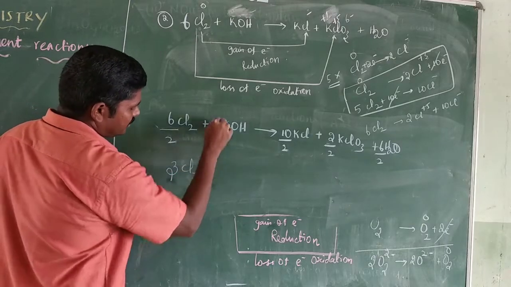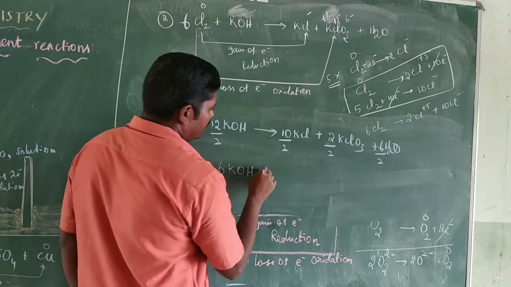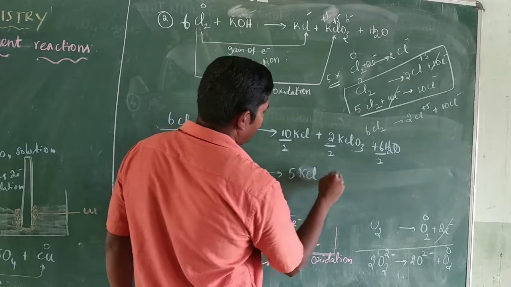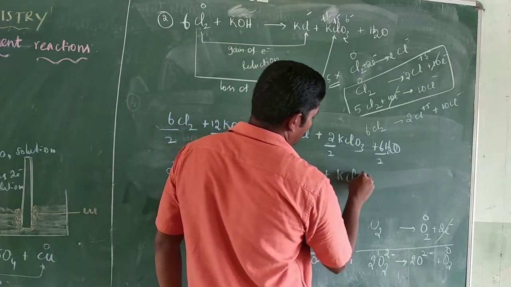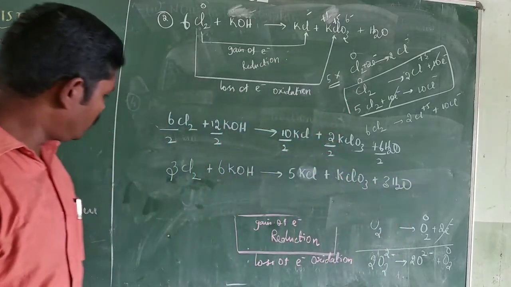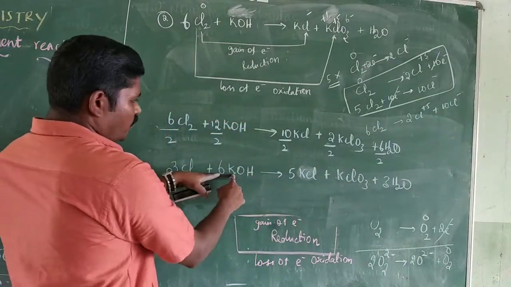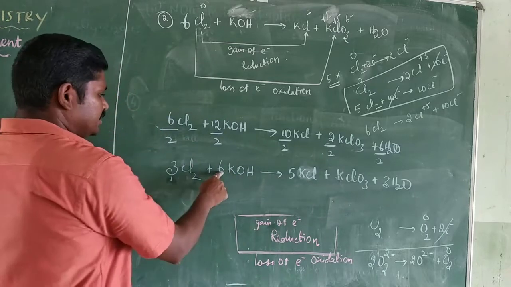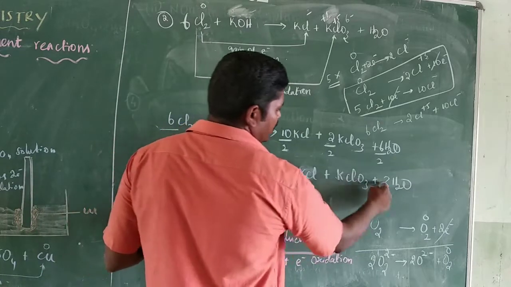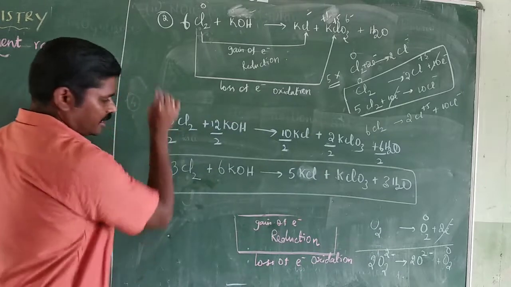3Cl2 plus 6KOH will give 5KCl plus KClO3 and 3H2O. So 6 chlorine, 5 plus 1. 6 chlorine, 6 potassium, 5 plus 1 is 6 potassium, 6 oxygen, so 3 into 2 is 6 oxygen, 6 hydrogen, 3 into 2 is 6 hydrogen. Okay, so this is the correct balanced equation.